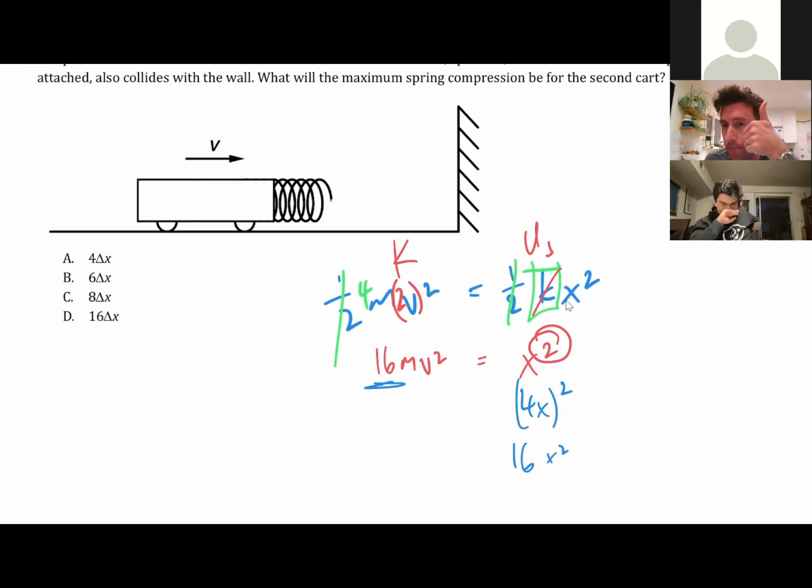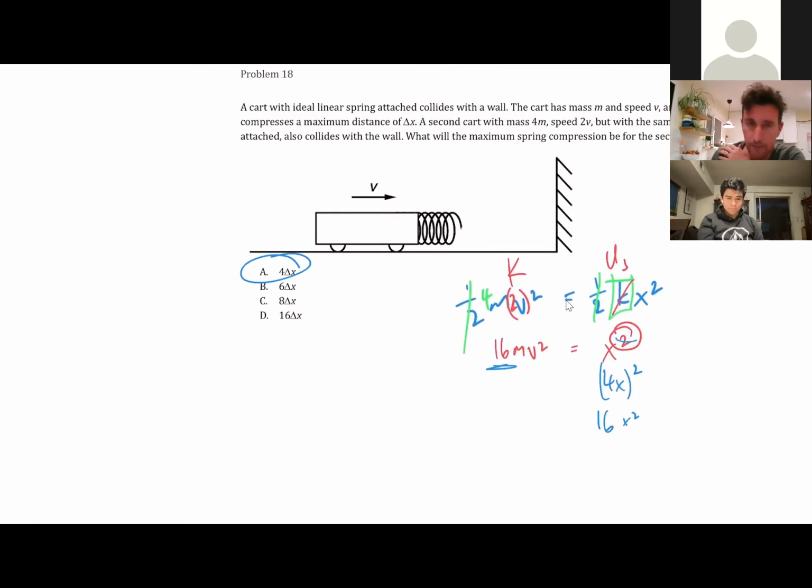Yeah, I see what I did. Your logic was perfect, except for that little tiny squared piece. So I would go with A, 4 delta x, and then when you square it, the 16 will match the other 16. Nice.